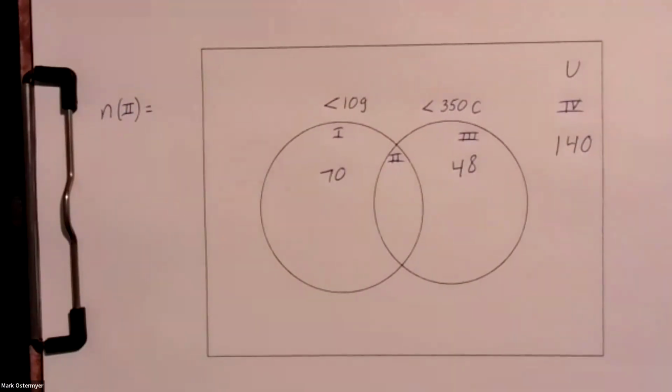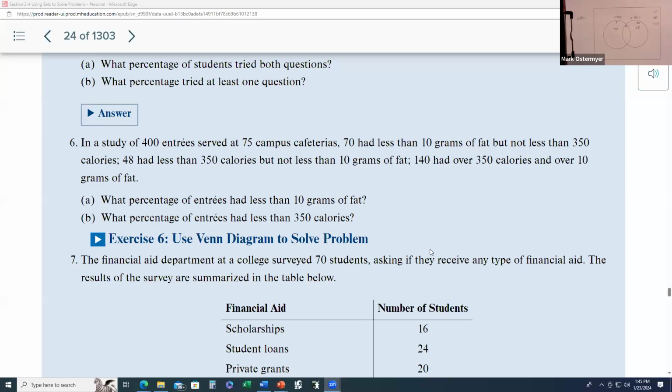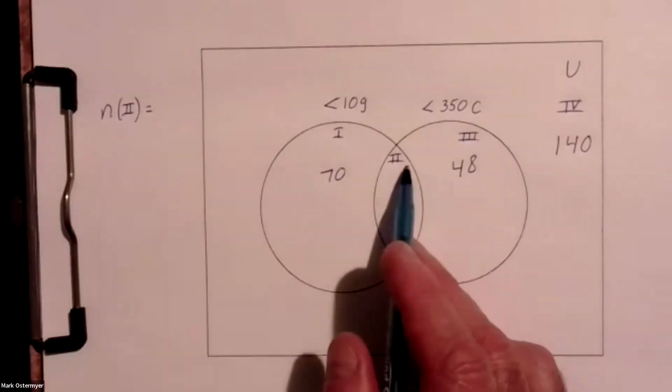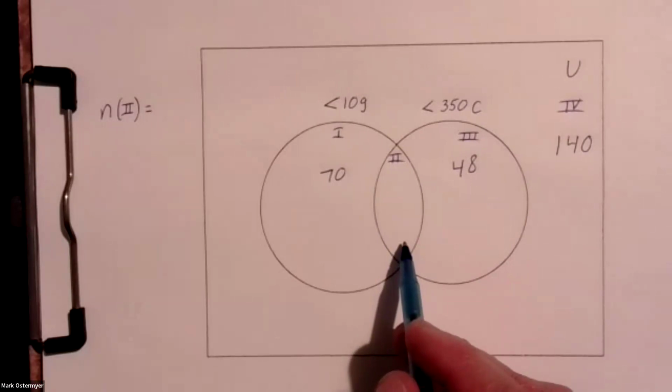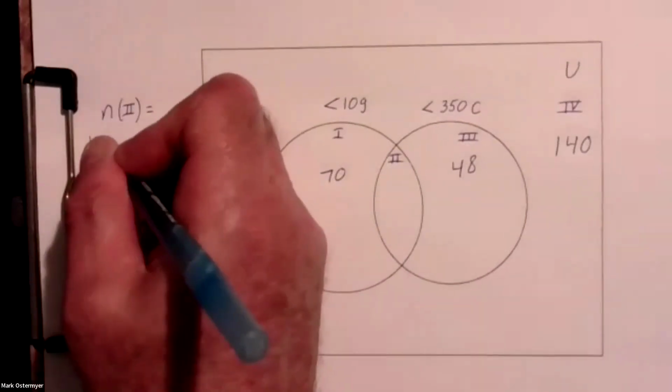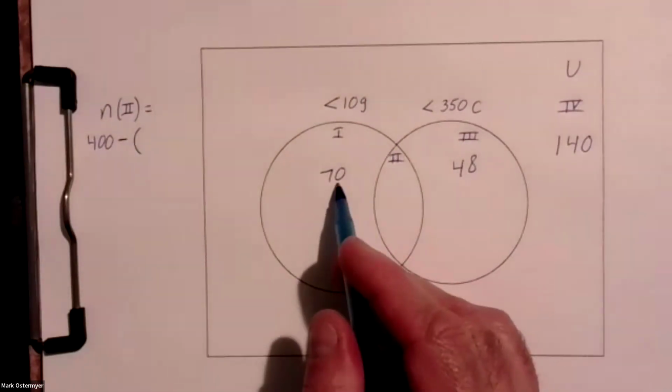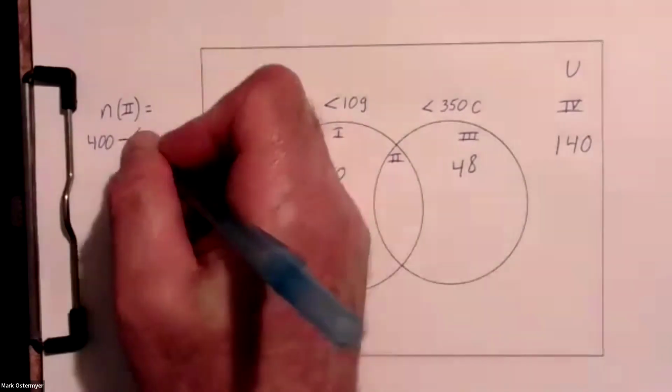We know where the 70, the 48, and the 140 go. How are we going to figure out the cardinality of region two? What number have we not worked with yet? A 400. There were 400 entrees total that were surveyed, right? And so therefore, we're going to have to use the 400 to help us populate region two. So region two, the number of entrees that had less than 10 grams of fat and less than 350 calories, would be the 400 entrees surveyed minus the ones that have already been accounted for, namely 70 plus 48 plus 140.